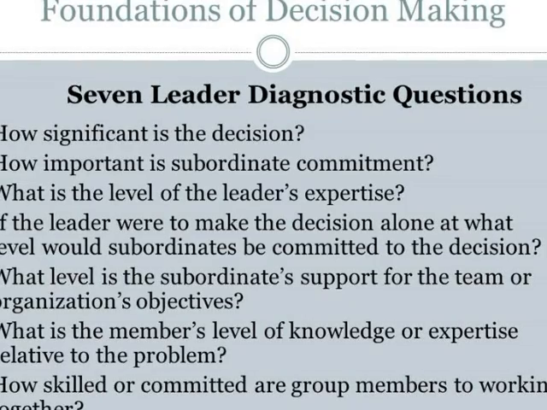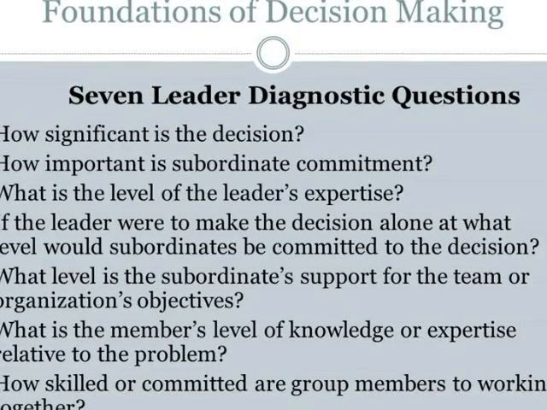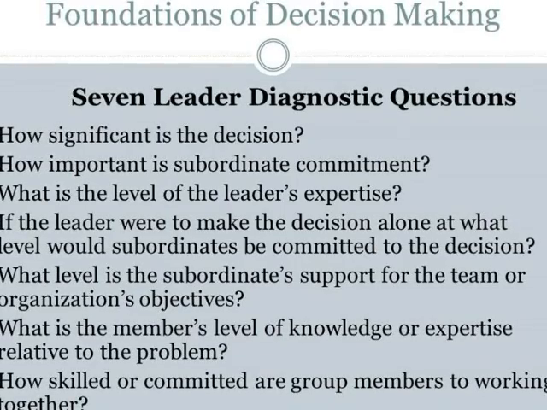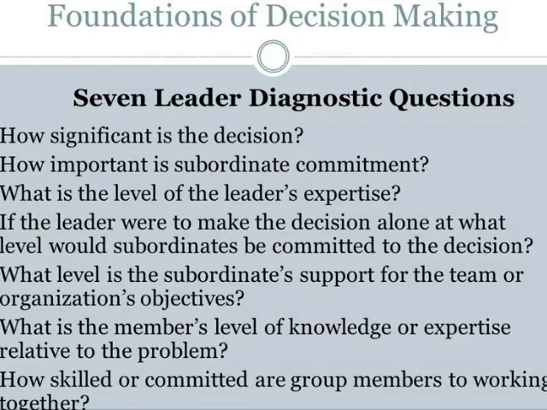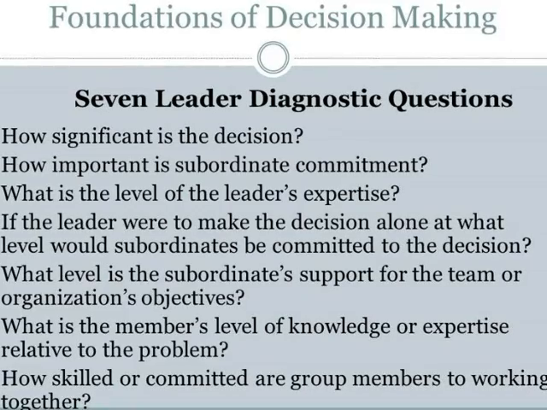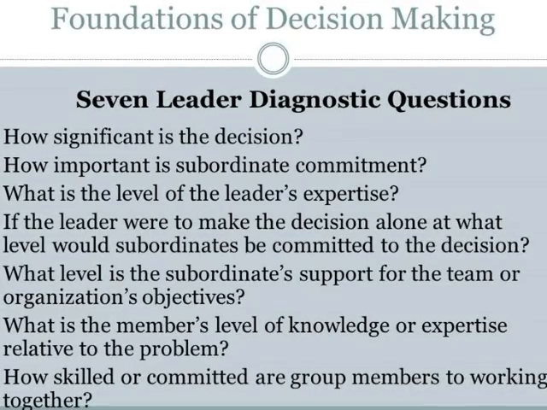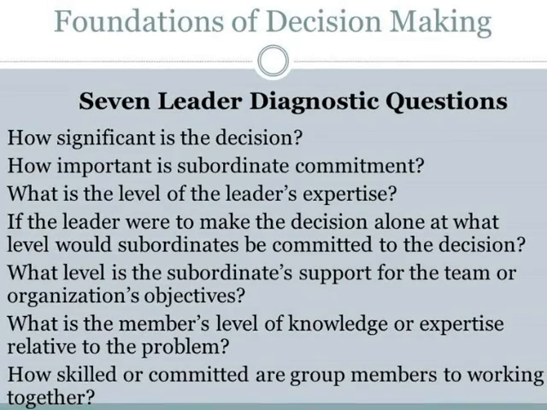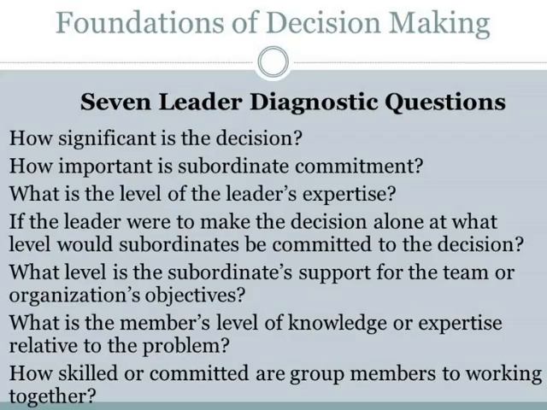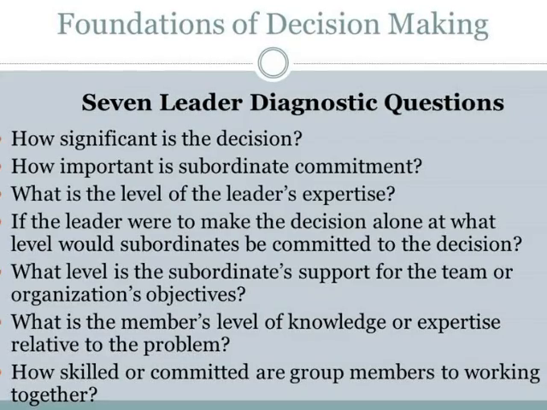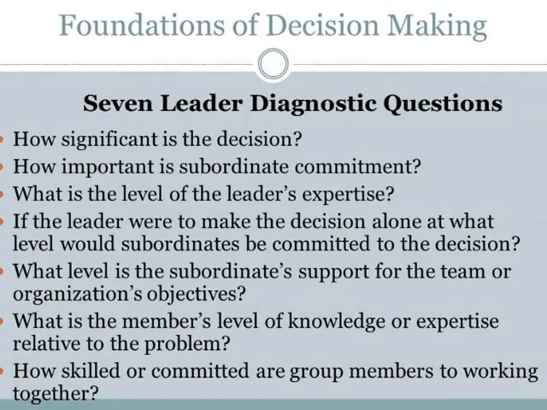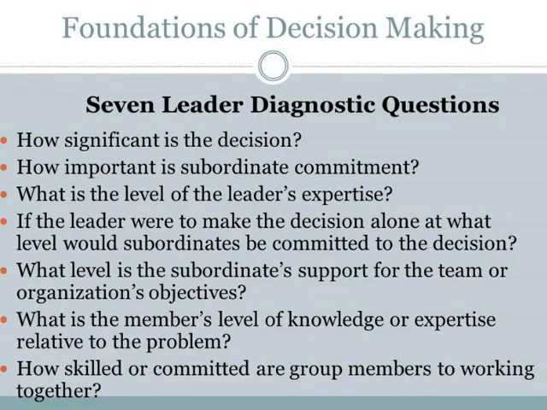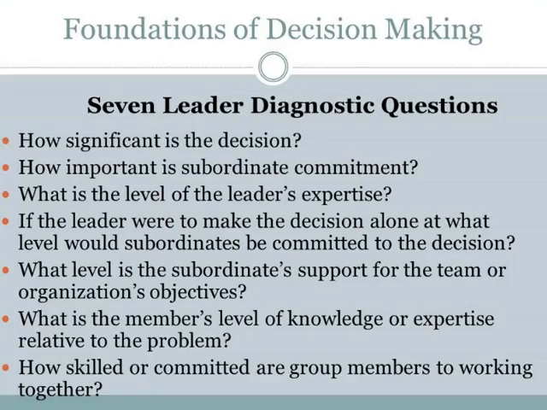How significant is it? How important is the subordinate commitment? What level is the subordinate support for the team or organizational objectives? What is the member's level of knowledge or expertise relative to the problem? And how skilled or committed are the group members to working together? All these should be part of some of the factors that determine just exactly how important that decision is for the organization.